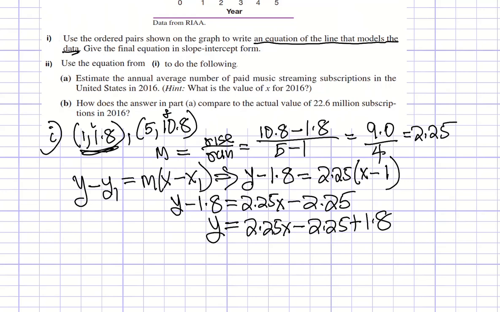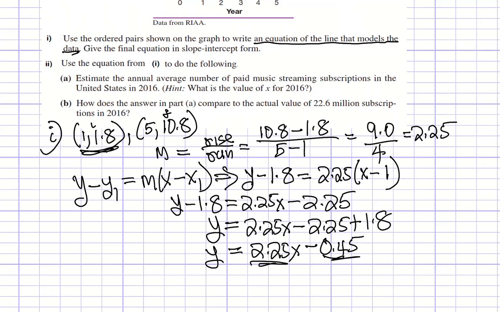Alright, we're really making progress. So you simplify this. If you simplify that, you get 2.25x minus 0.45. I hope I did it right. That's the slope there, and that's the y-intercept there.